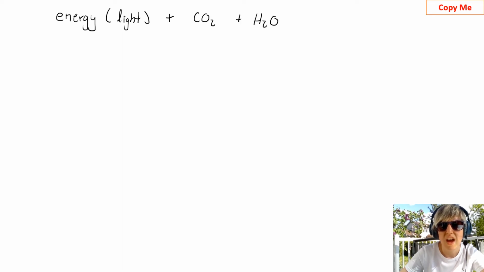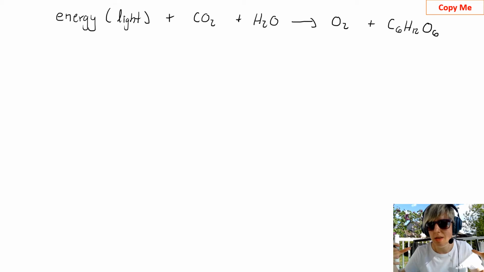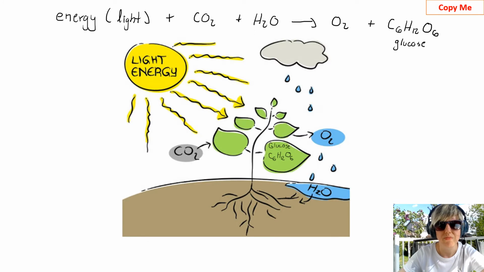So if we're looking at the chemical equation of photosynthesis, photosynthesis requires energy, and this energy is in the form of light, mixed in with carbon dioxide plus water. And as a result, it is going to form oxygen and glucose. And glucose, again, is pretty much the energy packet that all animals require as a form of energy. So this is glucose.